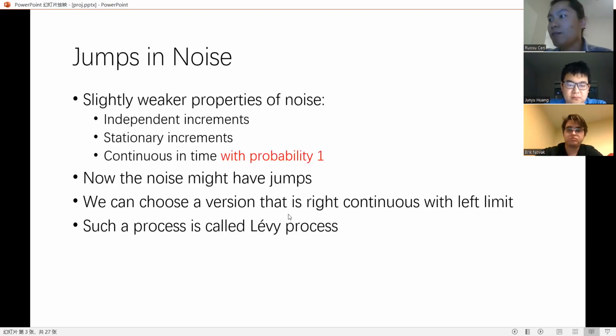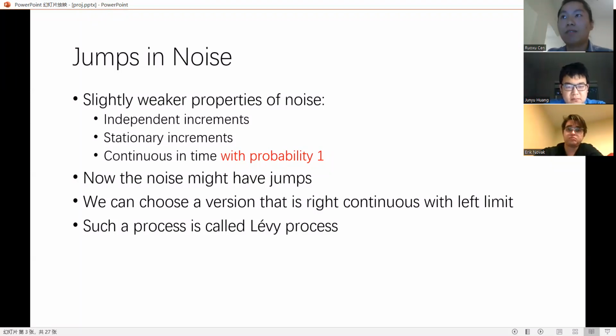Now, for some purposes, we also want to study noise with jumps. For this purpose, we can consider slightly weaker properties. That is, instead of continuous in time, we only require it to be continuous in probability. Then this noise might have jumps, and we can always choose a version of such a noise to be right continuous with left limit. Such a process is called a Levy process.